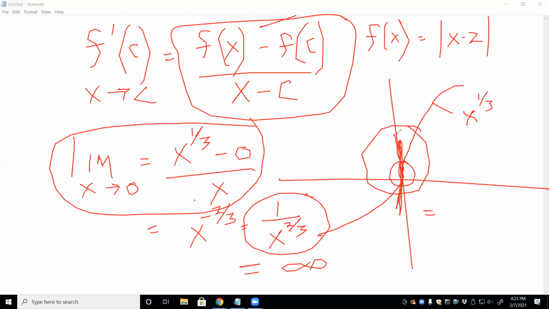Quick question. We went from, is it because we're doing 1 over x to the 2/3? Is that why we get rid of the negative sign? That's the same as this. When you have a negative exponent, it just means you put it 1 over x to the positive exponent. Okay. Just want to follow.